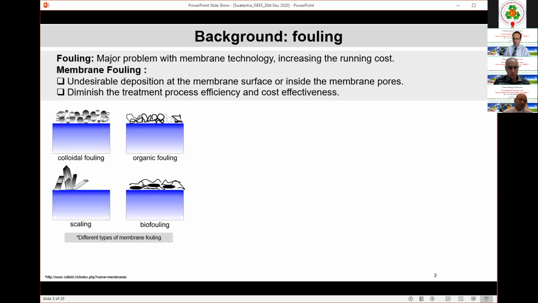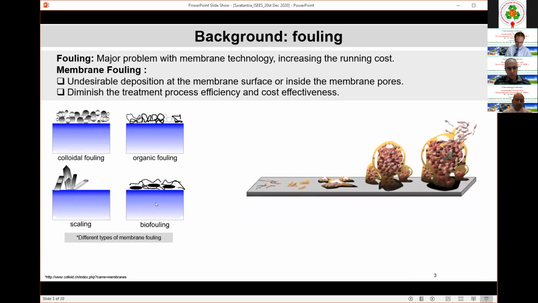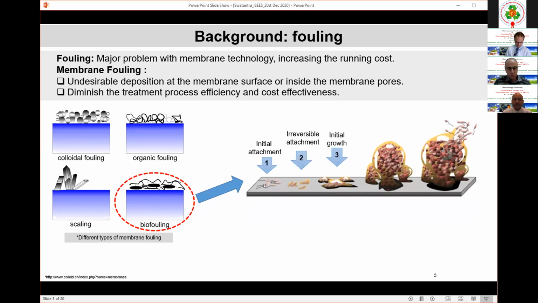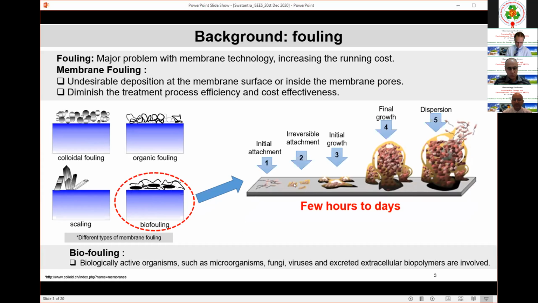And here in this picture, you can see we have four kinds of fouling: colloidal fouling, organic fouling, scaling, which Professor Kasher talked about, very important silica scaling, and the last is biofouling. Biofouling is the worst one, because here you can see active live organisms are involved. First they attach to the surfaces of the membranes, and then through different stages they finally grow and disperse and contaminate different places in the membrane module. And according to the conditions and environment, this whole process can happen within a few hours to a few days.